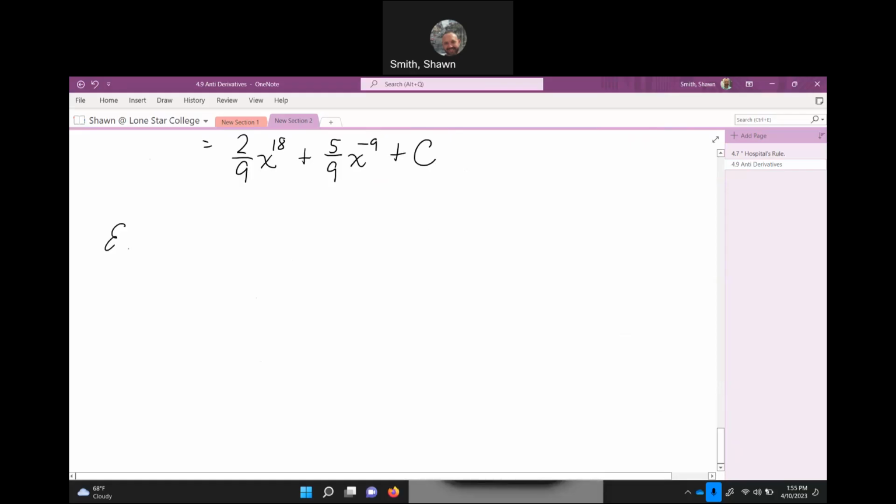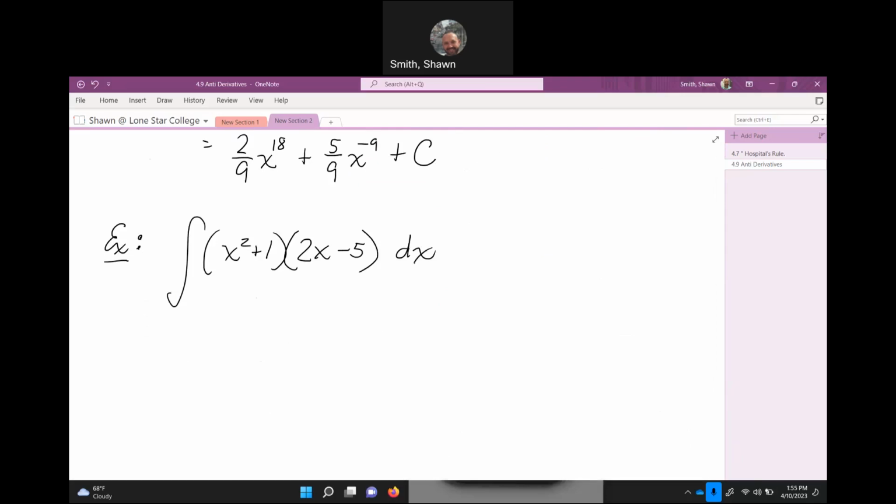All right, y'all try this one. Binomial times binomial. Always keep in mind, try to do a rewrite to get it to look like a polynomial, right? It's much easier to find the antiderivative.